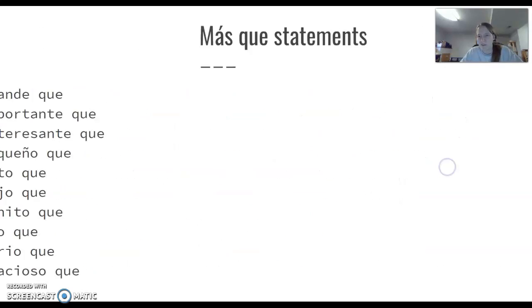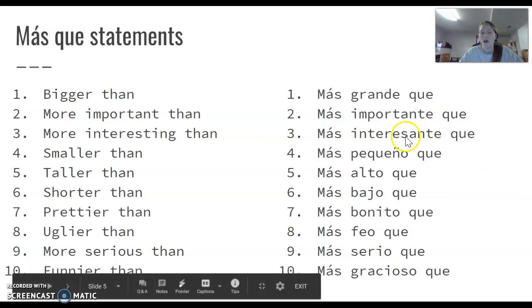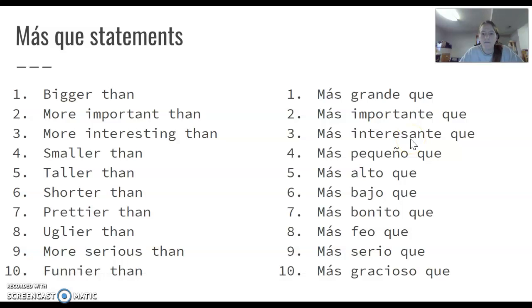Okay, and I just went with the masculine on all of these because that was easier. Grande, importante, interesante, those don't have to match in gender, just in number. But we see the idea, more something than.